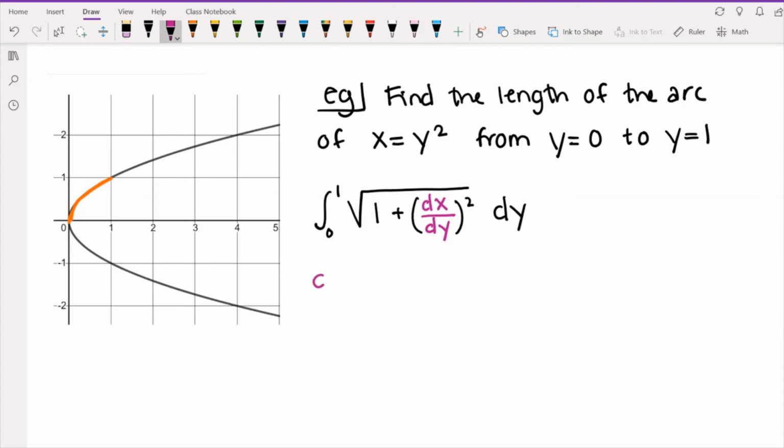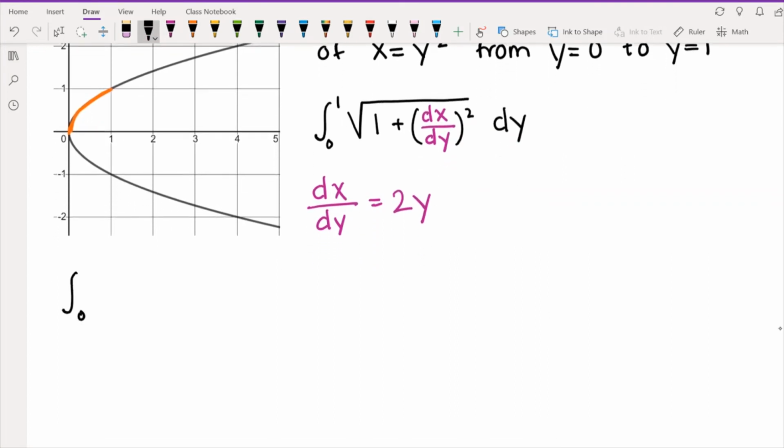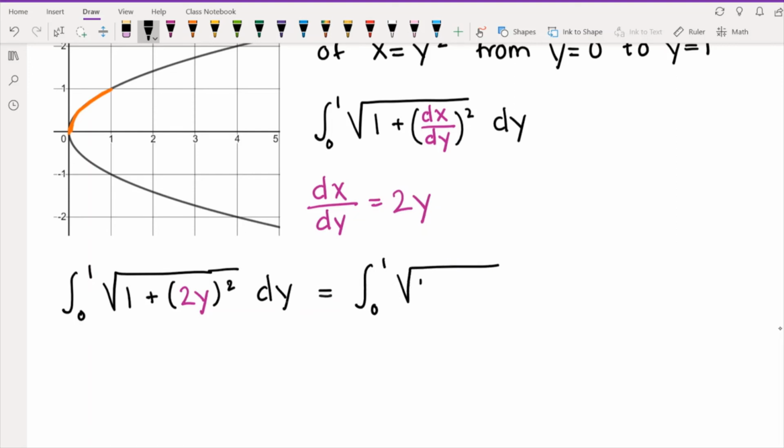So what is dx/dy? Well, don't be thrown off by the fact that that looks a little different. You're just switching the roles of x and y. So the derivative of x, which is equal to y squared, would be 2y. So we're going to end up with the integral from 0 to 1 of the square root of 1 plus (2y) squared dy. So that simplifies to the integral from 0 to 1 of the square root of 1 plus 4y squared dy.